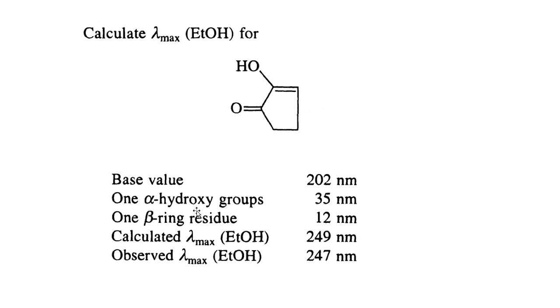So one alpha hydroxy group contributes 35 nanometer, added to the base value of 202 nanometer. That is the base value for a cyclic 5-membered alpha beta unsaturated ketone. One hydroxy group at the alpha position contributes 35 nanometer. Here a ring residue or an alkyl substituent at the beta position will contribute 12 nanometer. So the total value becomes 249 nanometer. That is the calculated lambda max value in ethanol for this molecule, right?